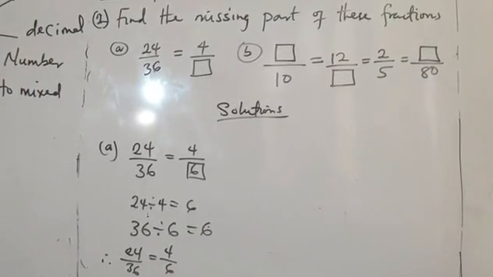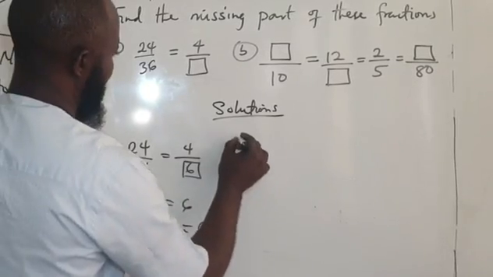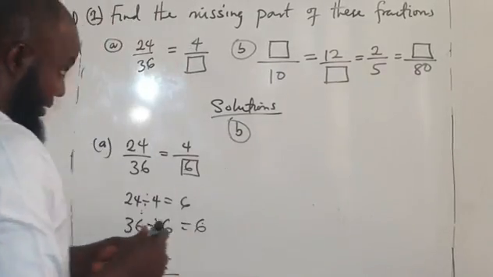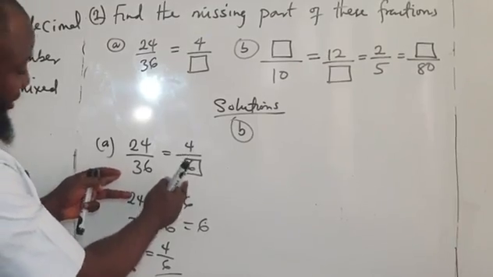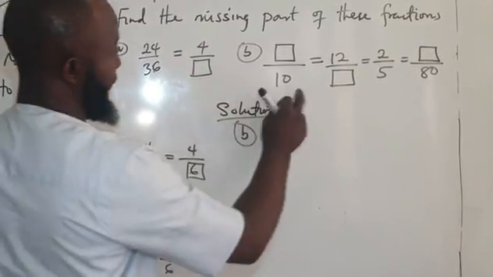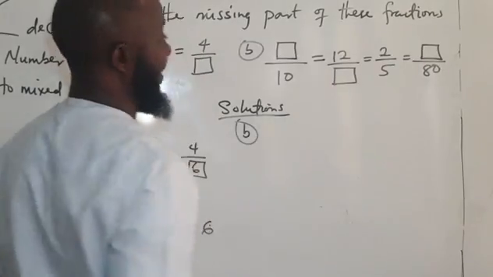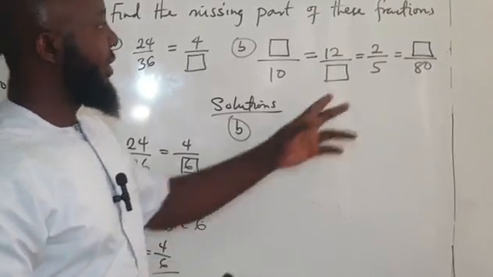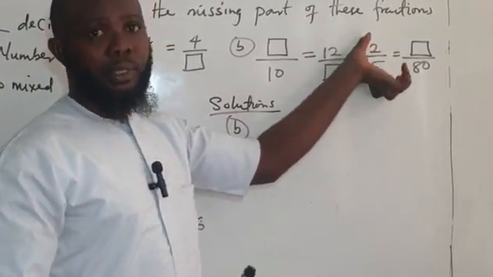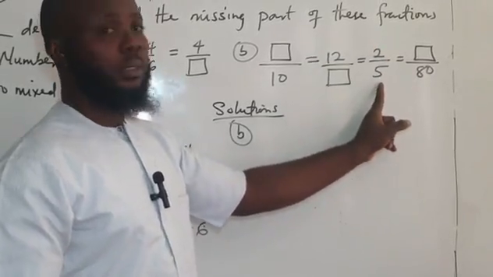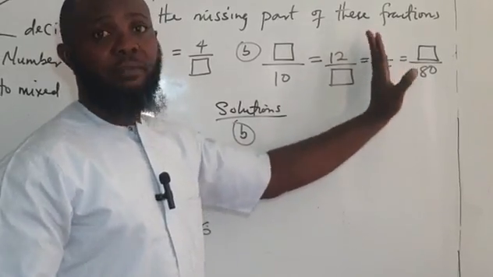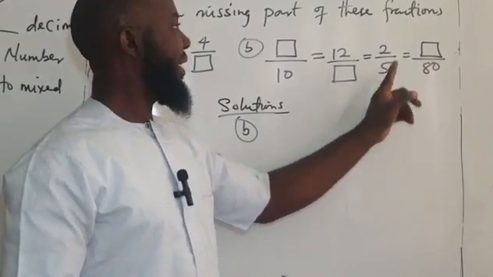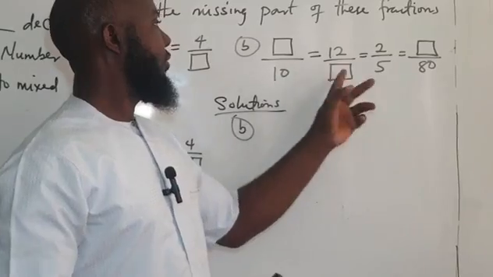Is that clear? So let's look at the B part. You can see that we have more than 2 fractions, unlike the case of this one. So we have 4 fractions and 3 numbers are missing. What we're going to do is very simple. You can see that one fraction is complete, the fraction 2 over 5. We know the numerator and we also know the denominator. So this is what we're going to use to find the rest.